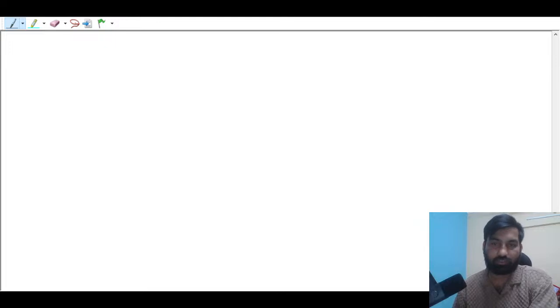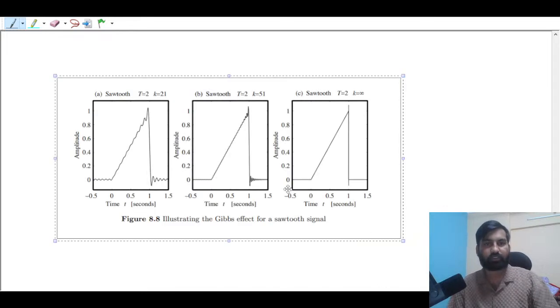Related to this Gibbs phenomena, I'm just going to show you some waveforms so that you can understand, right? So you see here, I'm just going to bring this waveform here.